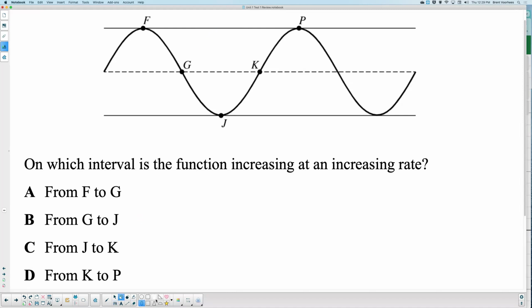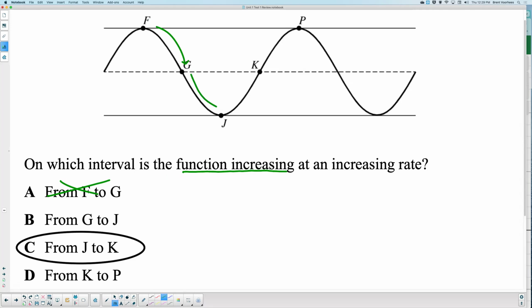Y'all are catching on. What does it mean for the function to be increasing? The graph itself has to be going up. So what are we doing there? Down. What are we doing here? We're still going down. Those two are out. It has to be one of these two. These two do increase. That's increasing. That's also increasing. So it's one of those two.